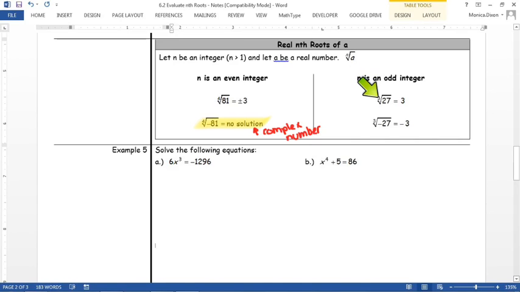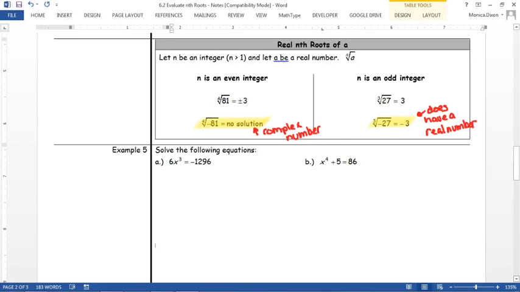But when the root is odd, you can have a positive or a negative number. When you take the cube root of both sides, it's going to be 3 or negative 3. Okay, so it does have a real number. So that's what you need to keep in mind when we are solving equations.